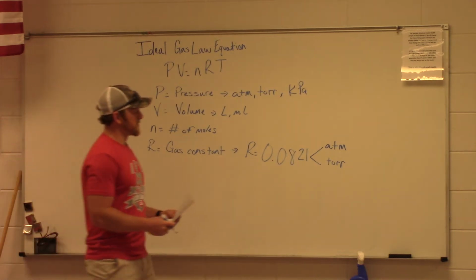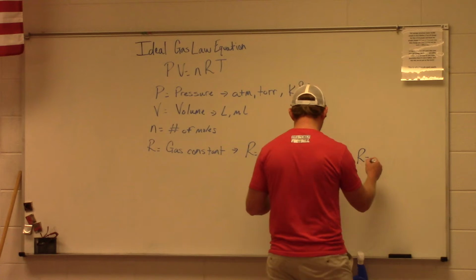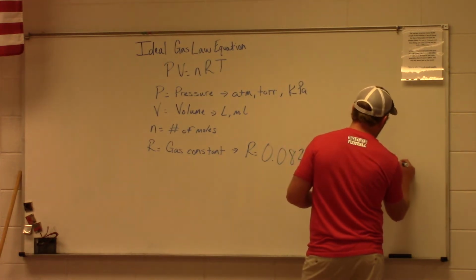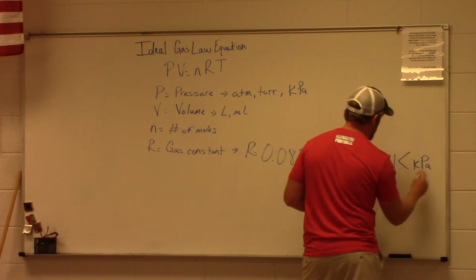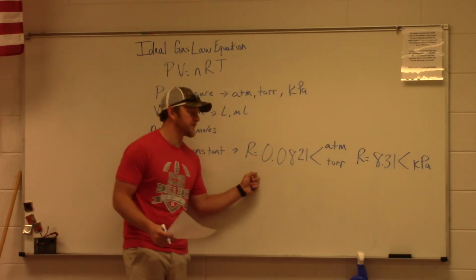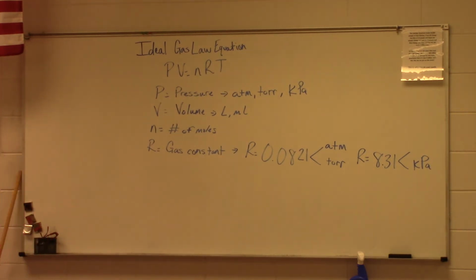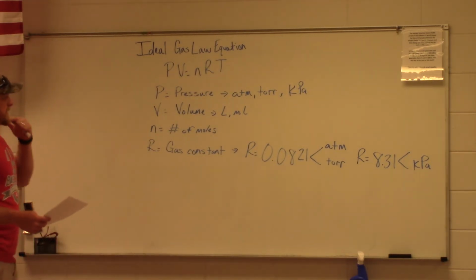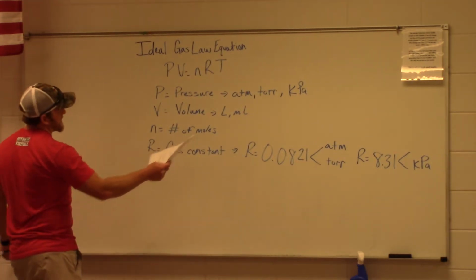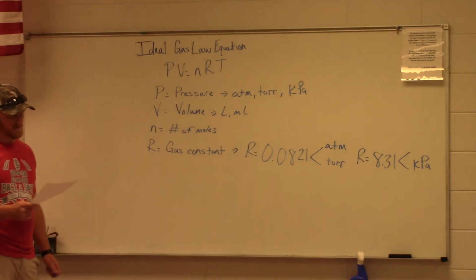If you deal with kilopascals, that number R is going to be equal to 8.31. Okay? That is for kilopascals. The number gets greater because we went from atmospheres to kilopascals, which is a much larger unit number. So with kilopascals, the gas constant is going to change. And it will be on the paper that I give you to complete.